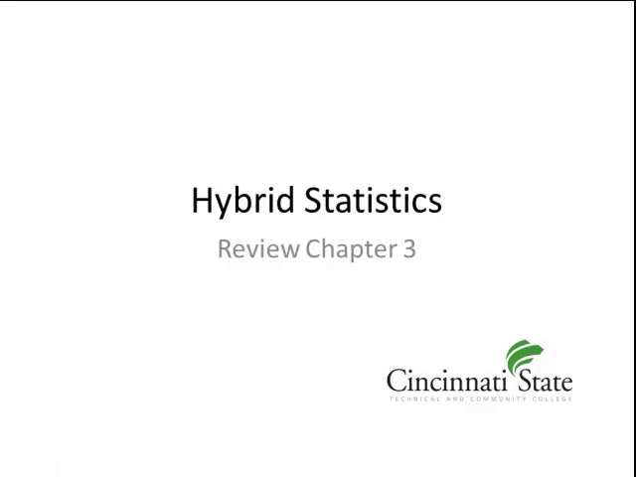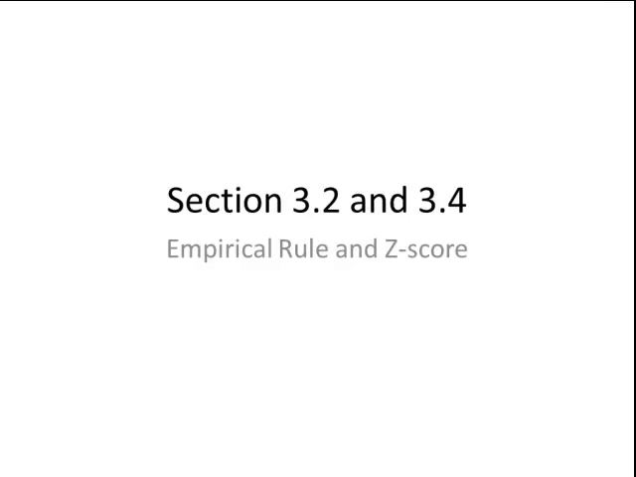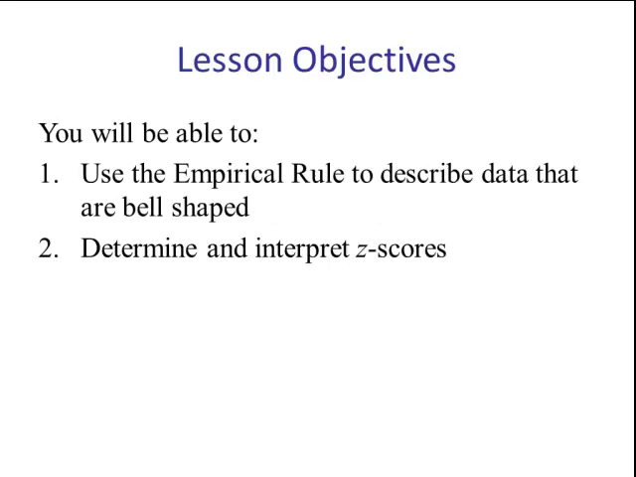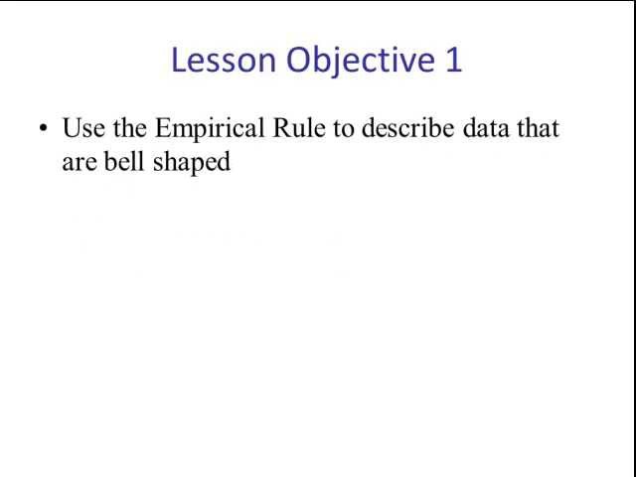Review Chapter 3, Section 3.2 and 3.4, Empirical Rule and Z-Score. Lesson objectives. Use the empirical rule to describe data that are bell-shaped. Determine and interpret Z-scores. Lesson objective number 1.